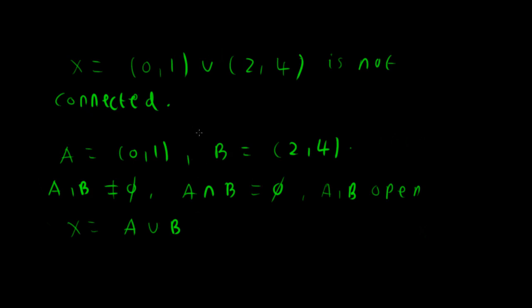So this is what I want to illustrate. If it's connected, you can't find two sets like this that work. And if it's disconnected, if it's not connected, then that means you should be able to find at least one pair of sets that satisfy the conditions and give you X being equal to the union.